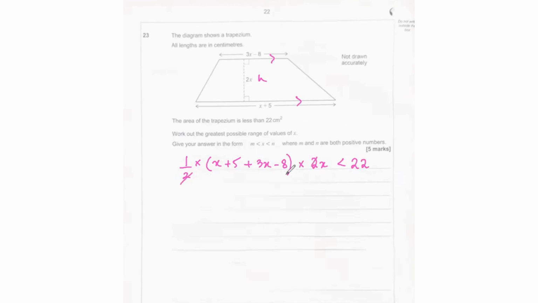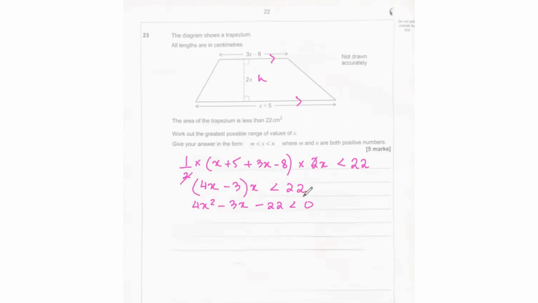The 2 gets cancelled out. x plus 3x is 4x. 5 minus 8 is negative 3, times x is less than 22. That's 4x squared minus 3x. Bring the 22 to the other side. So that's 4x squared minus 3x minus 22 less than 0.